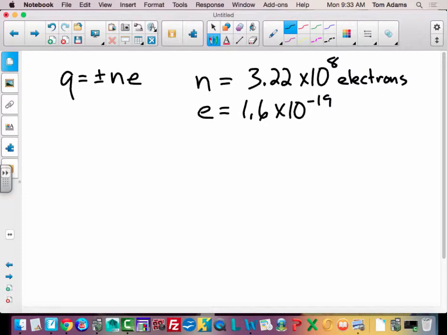And so let's read the question again to see what they're asking us. It says initially a neutral electroscope is charged by induction by bringing near a positively charged object. If 3.22 times 10 to the 8 electrons flow through the ground wire to Earth and the ground wire is then removed, what is the net charge of the electroscope?